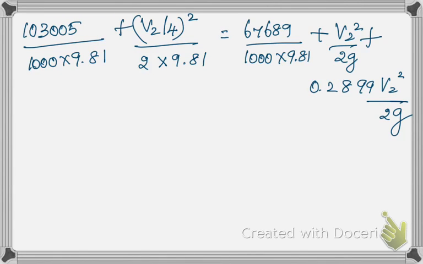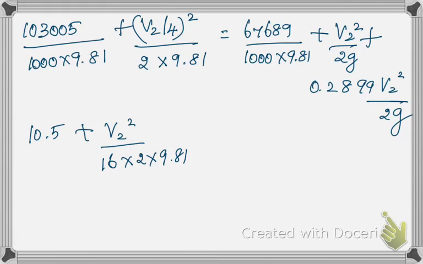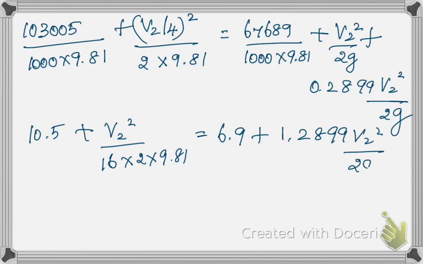On simplifying this, I will be getting 10.5 plus V2 square. 4 square is 16, so I am writing here 16 into 2 into 9.81, which is equal to 6.9 plus, both are V2 squared by 2g, so which is 1.2899 V2 squared by 2g.